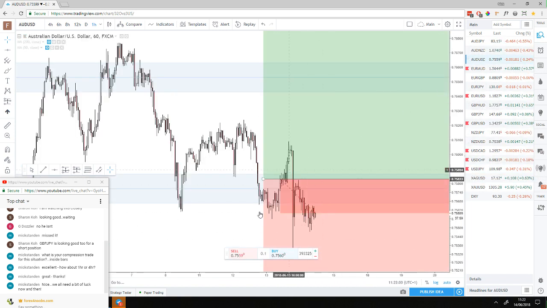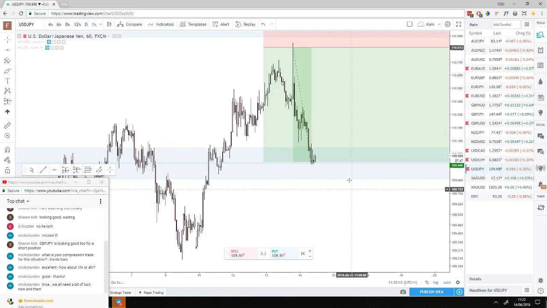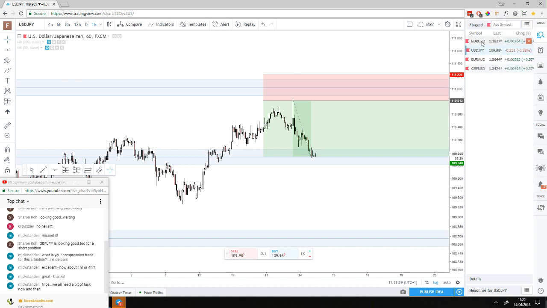So AUD USD was closed out pretty much at break even. It was only a few pips loss, but nothing significant. And USD JPY is still open. I'm considering closing out, but that's just usually the way I feel on Thursdays. I don't really like having trades open over the weekend, so we'll see how that goes. But anyway, let's wrap things up. I'm going to clear those and go to the flagged list.